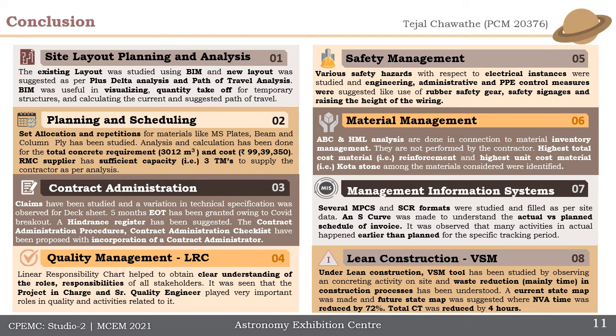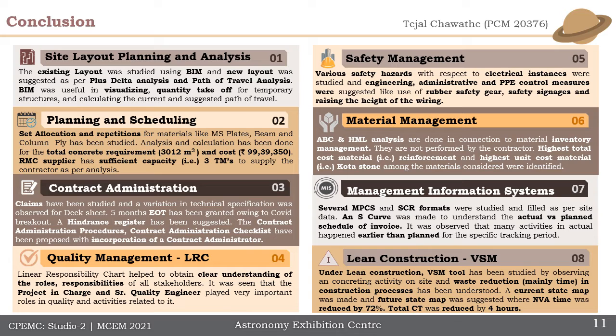So now coming to the conclusion of site planning and analysis, the existing layout was studied using BIM, and the new layout was suggested using plus delta, that was understood, and the path of travel analysis. BIM was helpful in visualizing and quantity takeoff. Planning and scheduling, in this, the set allocation and repetitions were studied, and the total concrete requirement and cost were found, and it was found that the RMC had enough capacity for supplying as per requirement on site.